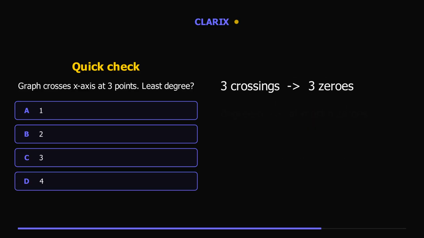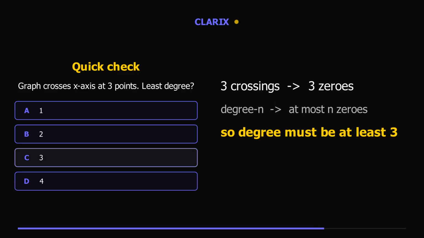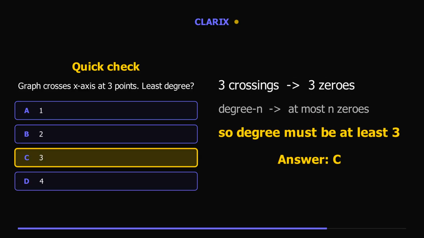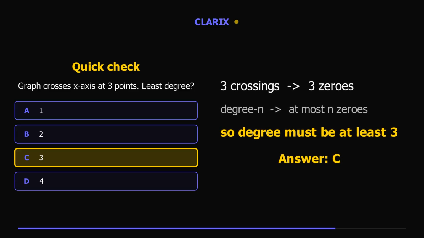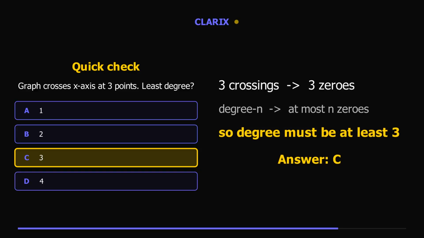It's C. If a graph crosses the x-axis 3 times, it has 3 zeros. And since a degree n polynomial has at most n zeros, you need degree at least 3. A degree 1 or degree 2 polynomial simply can't cross 3 times.